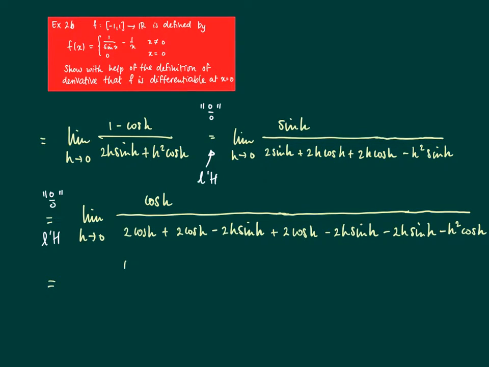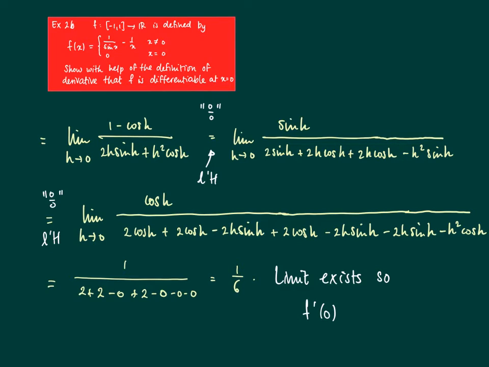So now we may see that the cosine of 0 is 1, and not every term vanishes in the denominator. So now we can actually calculate the limit as 1 over 6. So the limit exists, and therefore the function is differentiable in 0, and especially we have that the derivative in 0 is 1 over 6.